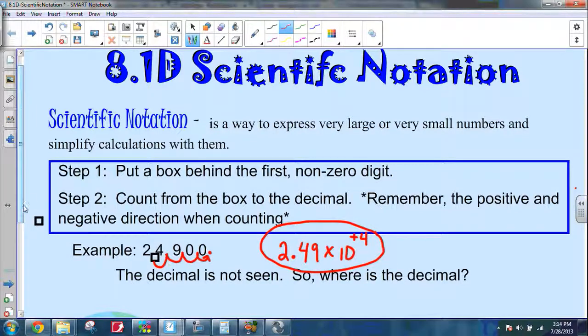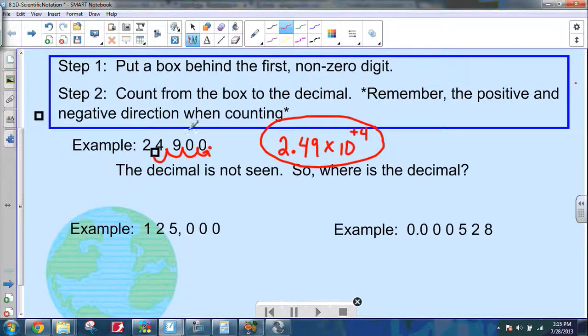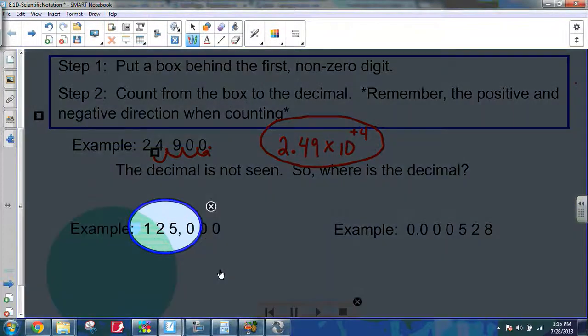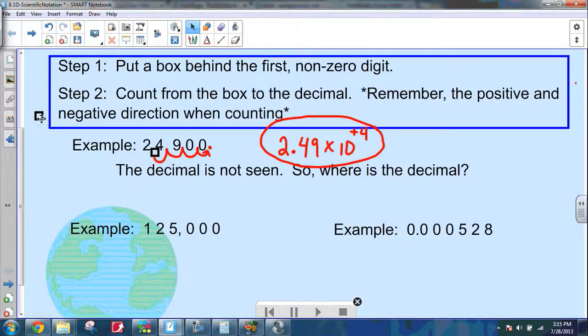Let's look at some additional examples. So, first step, put the box behind the first non-zero digit. So let's just look at our number and make sure that we're going behind the first non-zero digit. When we start looking at our number, the first non-zero digit that we saw was 1. So we need to put our box behind that number. There we go. And now we have to find our decimal because we have to count from our box to the decimal.